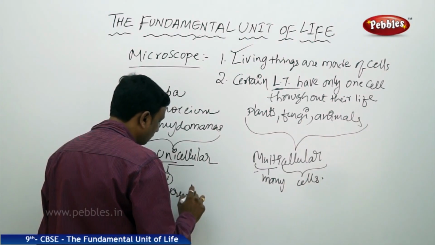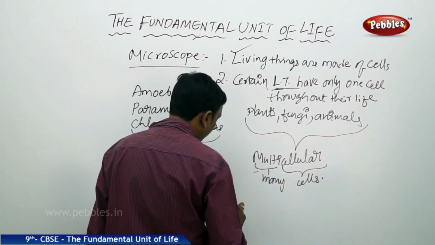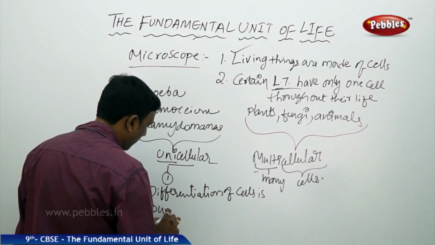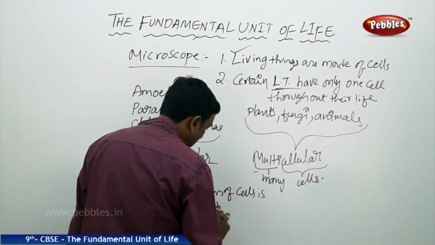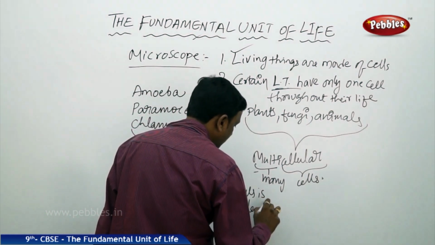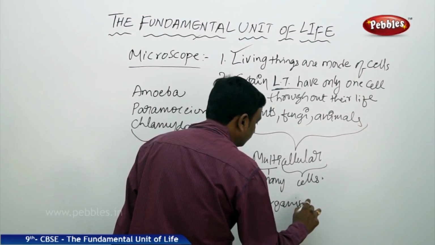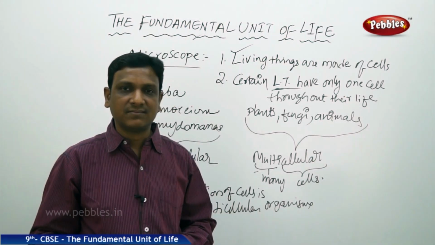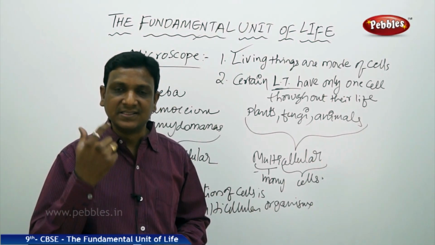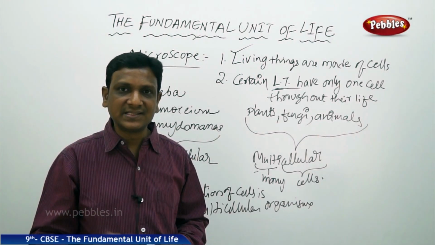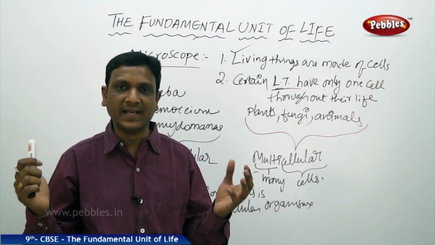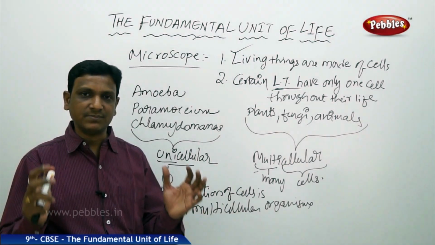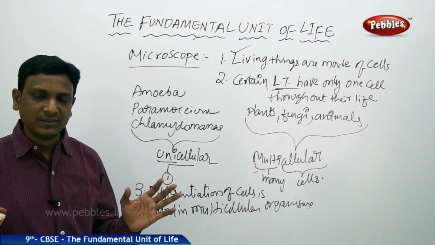Differentiation of cells is found in multicellular organisms. What is this differentiation? We are made up of cells. I am made up of cells. The cells that make up my tongue, the cells that make up my skin, the cells that make up my bone are not alike, not similar. Even though a living organism is made up of a number of cells, all the cells are not alike.